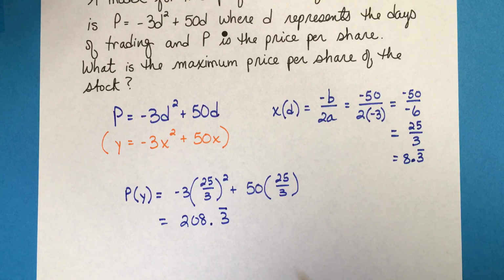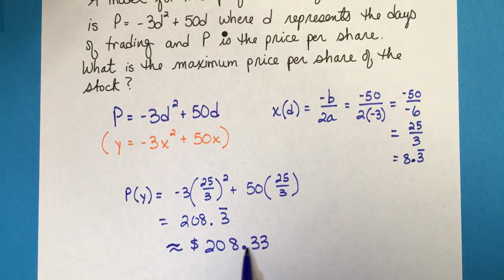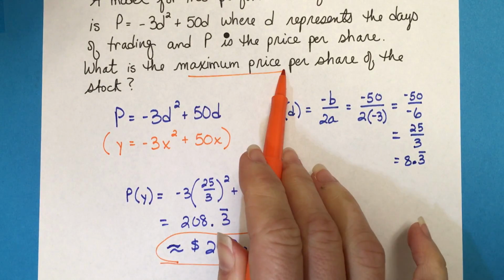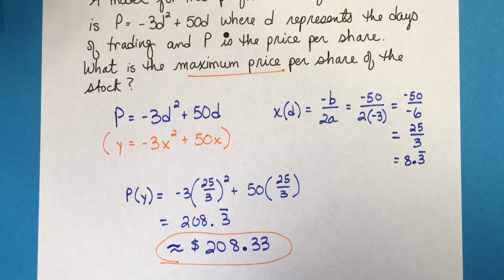So what that means is you could say that the price, if you rounded it off, would be approximately $208.33. I mean, if you're talking about money, you would round to 2 decimal places. So this is actually the answer that was being looked for here because it wanted to know the maximum price. Price is P, which is equivalent to the Y from the vertex. So like I said, it's just a vertex problem is all it is.